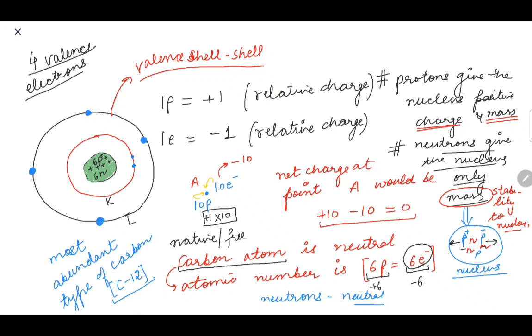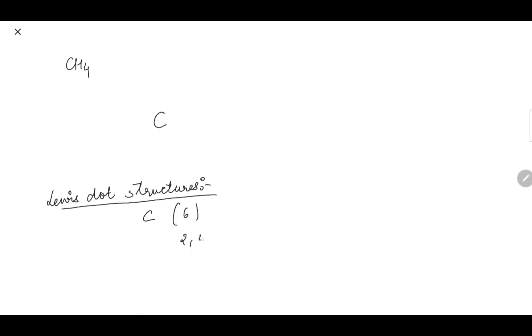When carbon has four valence electrons, it can at once form four bonds. For example, take methane. Normally we see carbon here, and in the Lewis dot structures, we say that carbon has atomic number 6, configuration 2, 4. We know that in bond formation, only valence electrons participate in bonding.